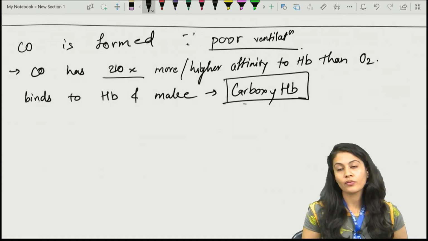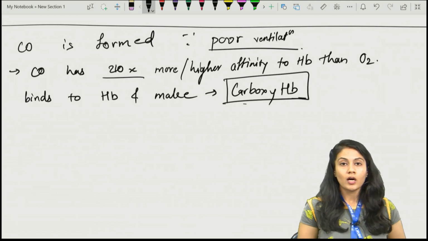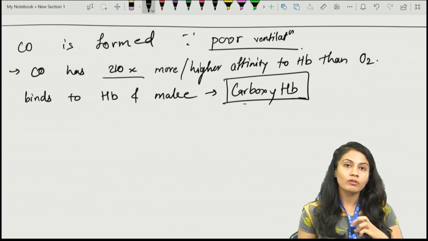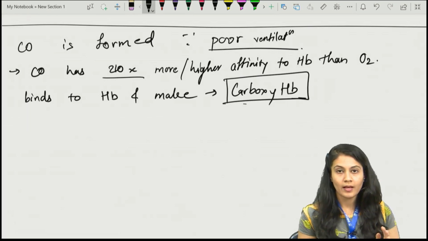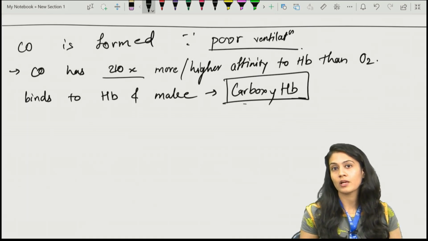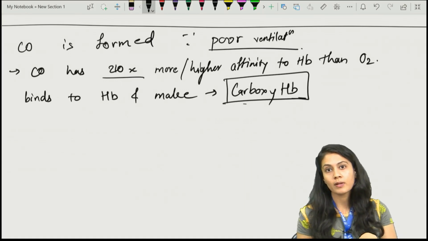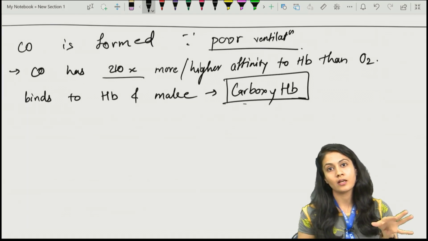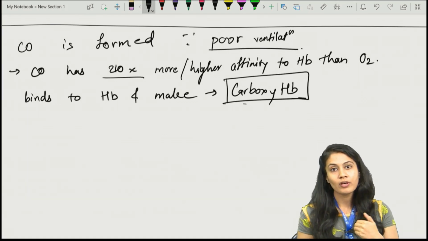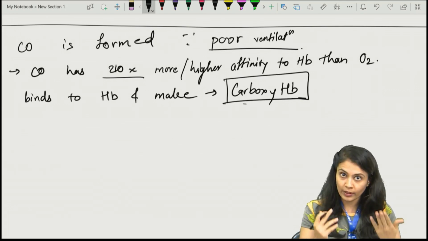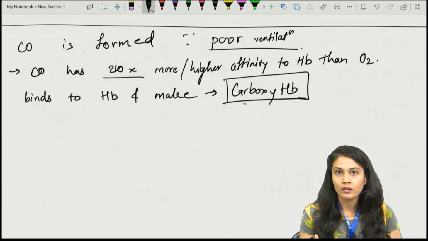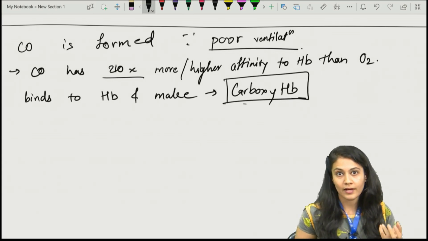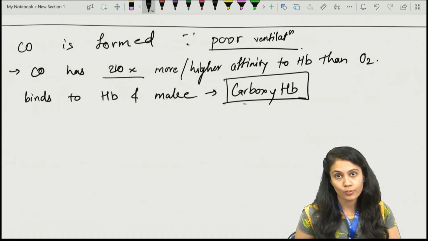Then what will happen if the carboxyhemoglobin is formed? Once the carboxyhemoglobin is formed, the CO has such a high affinity that it will not release from the hemoglobin, and whatever oxygen molecules are already attached to the hemoglobin, it will not allow them to release either. So the oxygen is already trapped, not released, whichever was bound to the hemoglobin before the CO bound. And whatever oxygen is left in the blood is not able to bind to the hemoglobin.